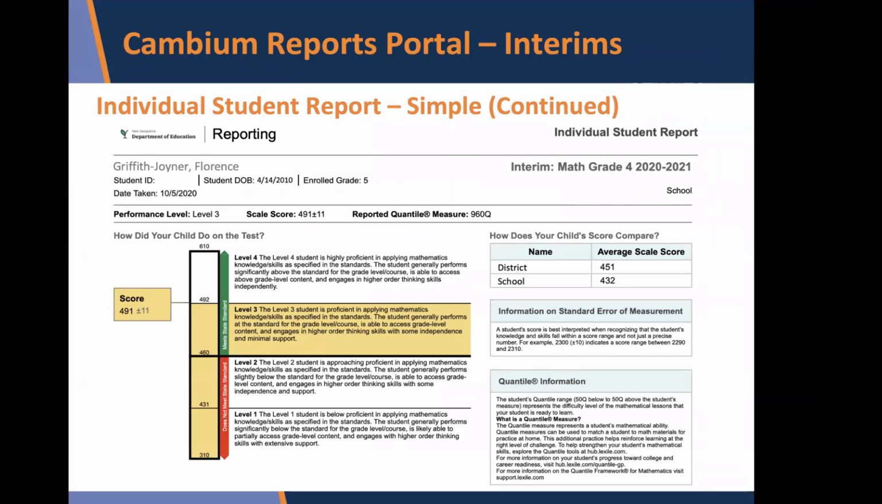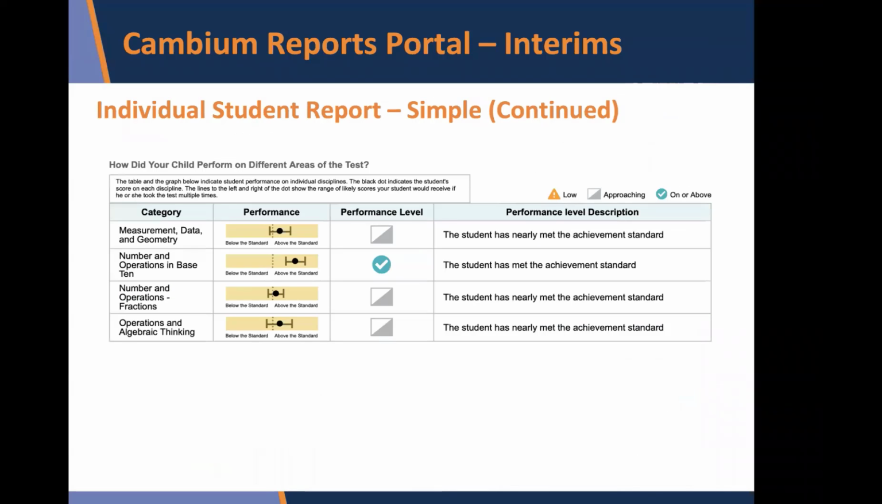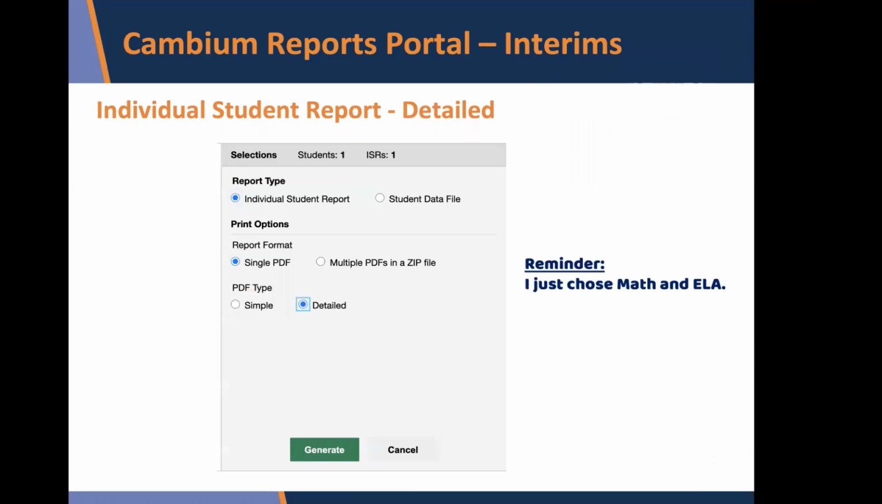This is what the math report looks like, a single page, quick. This is what their level is. It's a little bit about their quantile information. And then again, this is what their performance is on a specific reporting category or domain. So you can choose the simple report, but if I chose detailed instead of simple, you're going to get a similar first page, but it's obviously a lot more detailed.